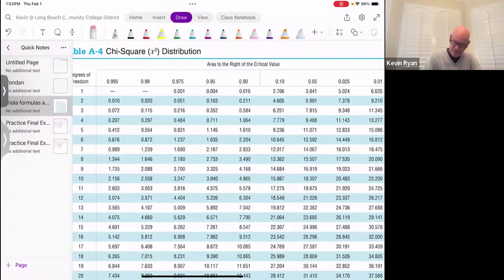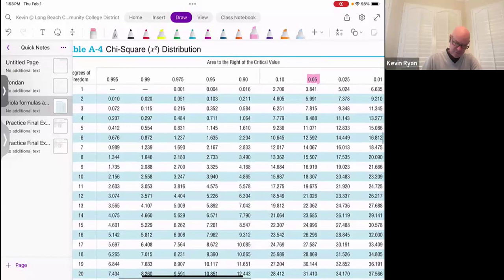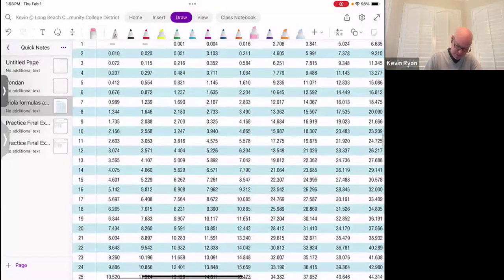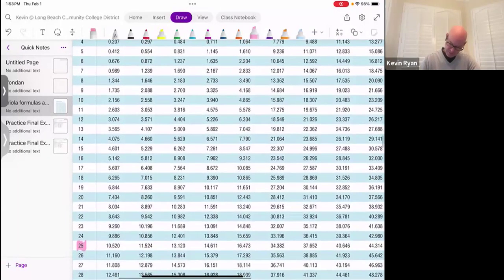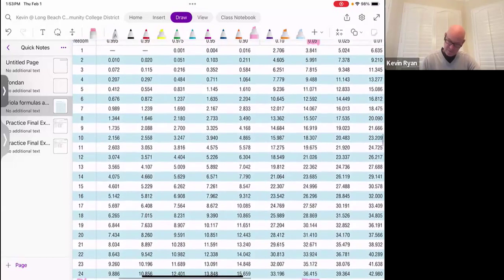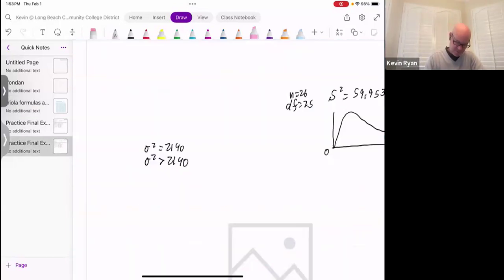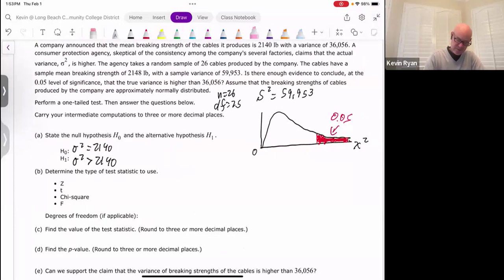So we are at 5%, so we're up here. And degrees of freedom is 25. That is way down here. So that's going to be here, I believe. Let me see. Yes. So 37.652.